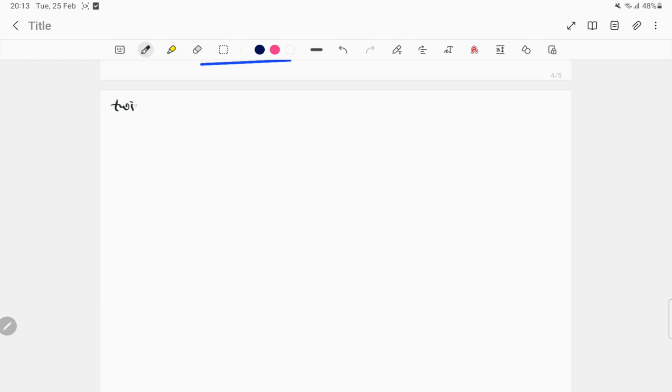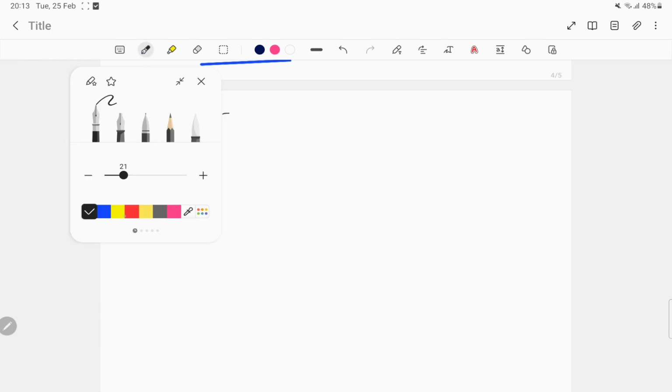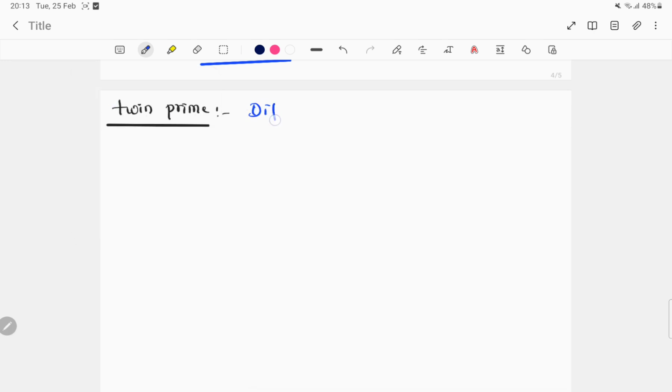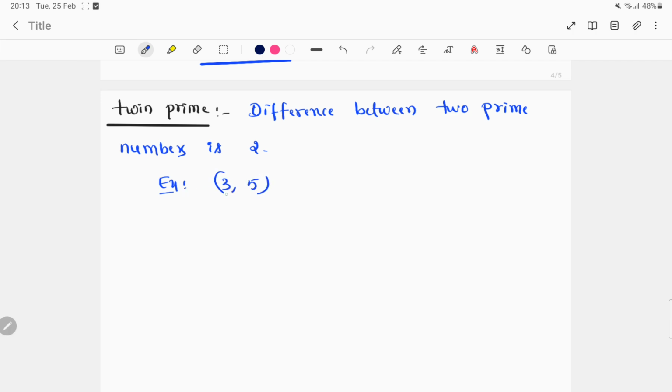Next, twin prime. Twin prime, very important. If the difference between two prime numbers is 2, then it is called twin prime. For example, 3 comma 5. 3 is a prime, 5 is a prime. So this difference is what? 2.